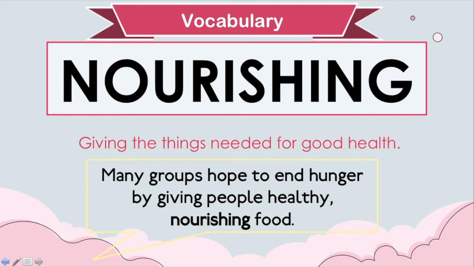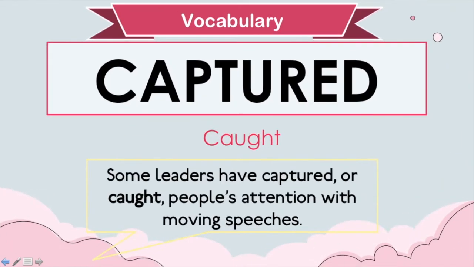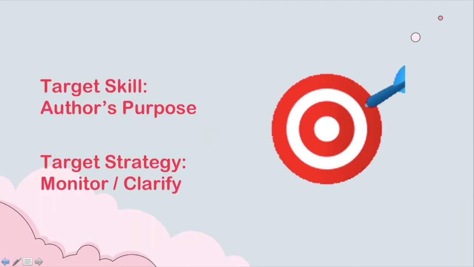And our last word for today is captured. Captured means caught. Some leaders have captured or caught people's attention with moving speeches. All right, time for us to get into our target skill and target strategy. The target skill for this lesson is author's purpose, and the target strategy is monitor and clarify.